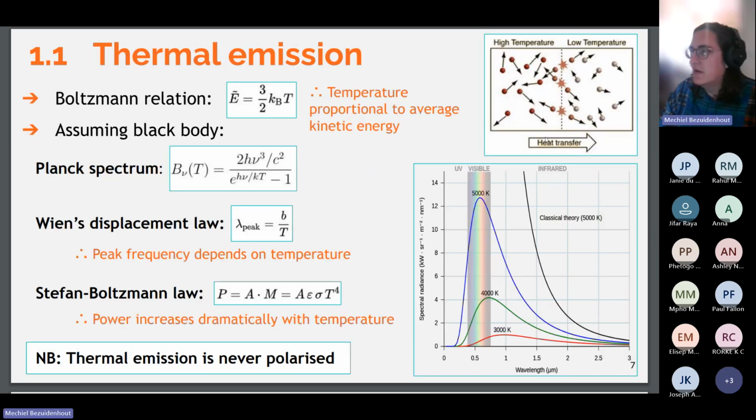So thermal emission, as we've said, comes from the movement of particles in a population of particles that are in thermal equilibrium. The Boltzmann relation tells us that the temperature of the particles is directly proportional to the average kinetic energy. And if we have thermal emission, we can assume that they have a black body spectrum, which is given by this equation, the Planck spectrum, which we talked about before.